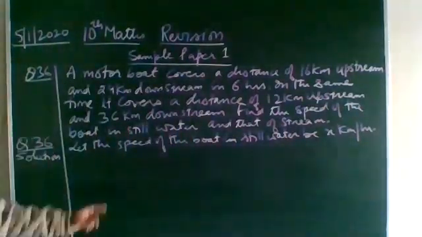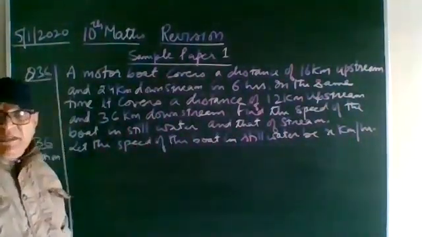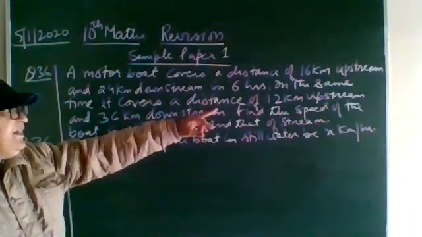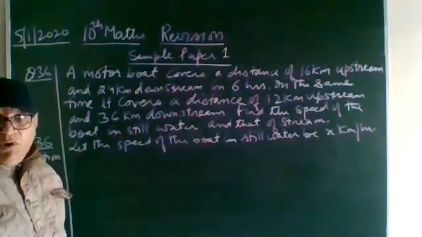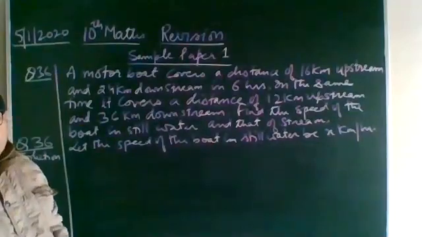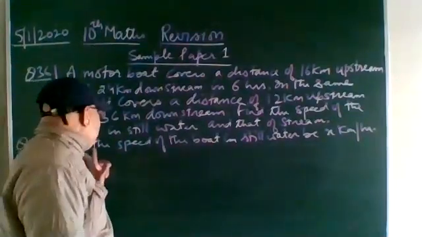Always have a practice of writing the speed of the boat first. Now sometimes this question can be changed: find the speed of the stream and that of the boat. Some students make the mistake, so please always have a practice of writing.